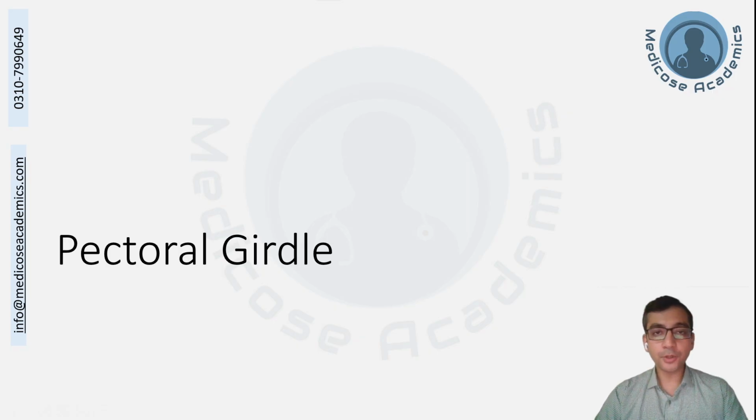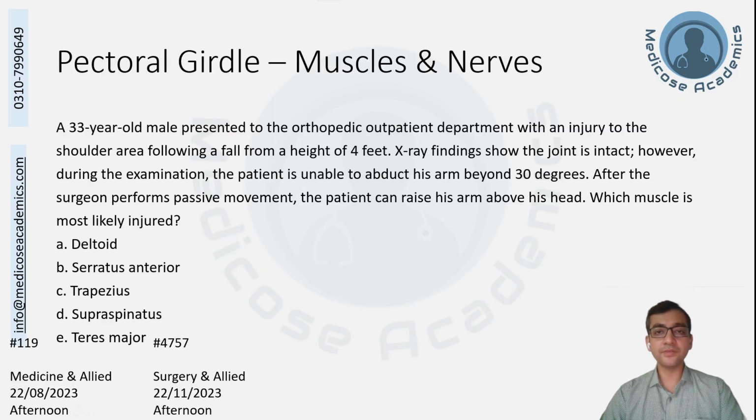Okay, let's talk about the MCQs regarding the pectoral girdle. I will be starting with the nerves and muscles. Mostly the questions asked here are regarding the function of the muscles or loss of the function of the muscle. And rather than asking the name of the muscle, sometimes the nerve is asked.